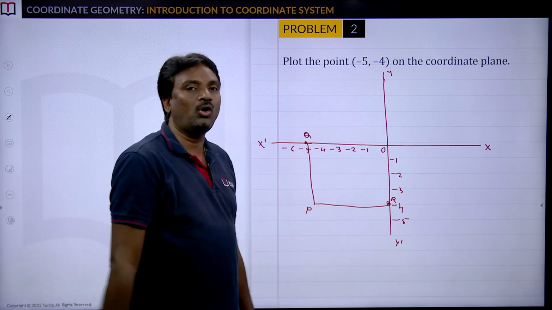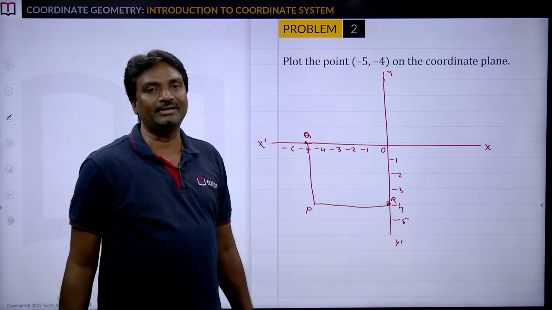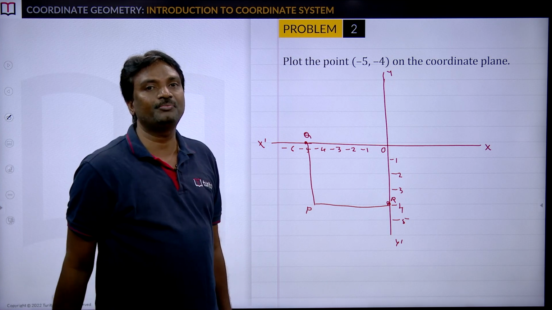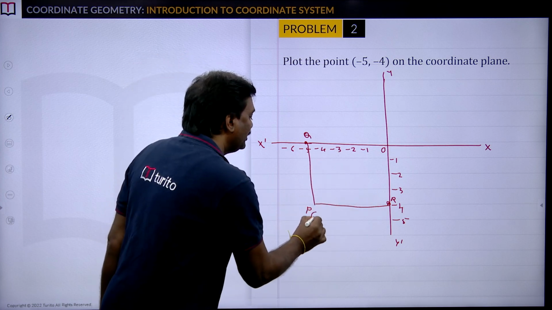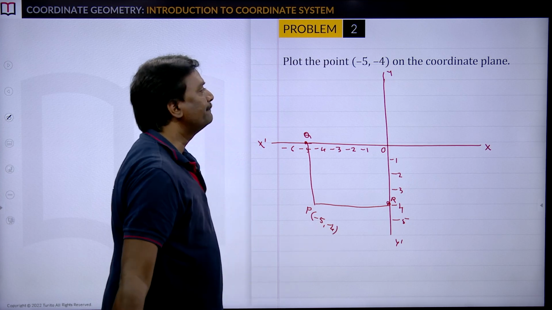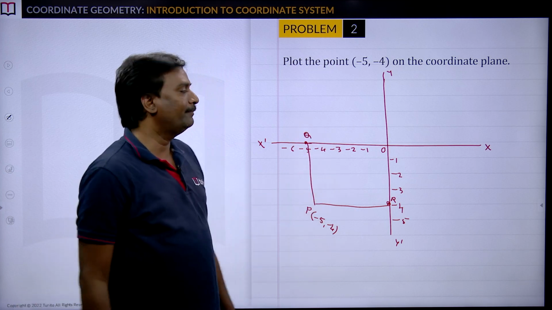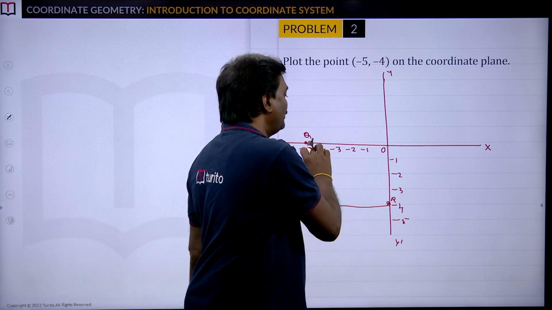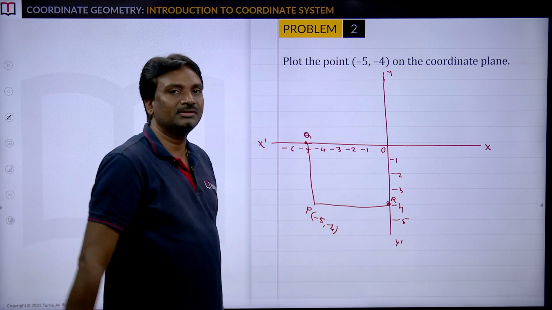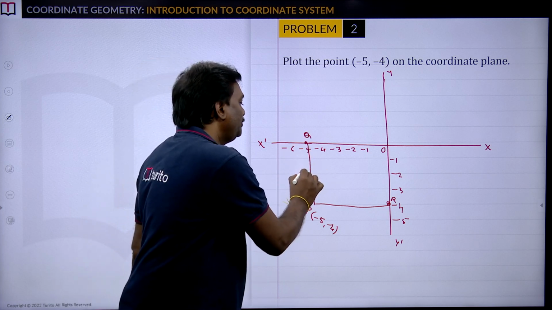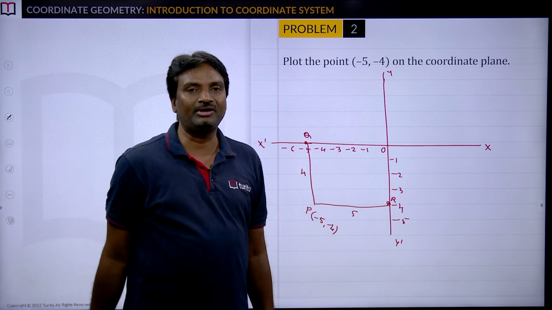When you are taking the coordinates, you can take the sign as negative, but when you are measuring the distance, don't take the negative sign, because distance is always positive. So this part is 4 units and this part is 5 units. This is the origin, this is Q and this is R. From Q and R, taking the point P at a distance of 4 units and 5 units, we can take the coordinates of P as (-5, -4).